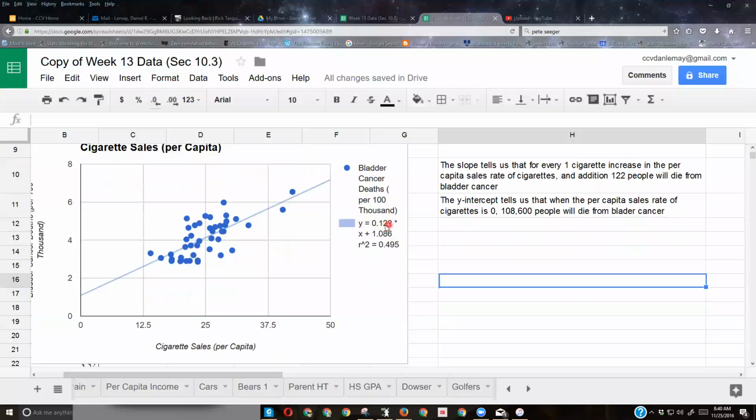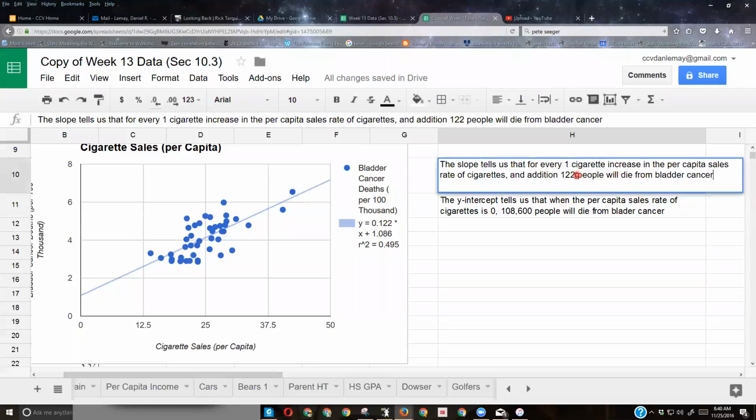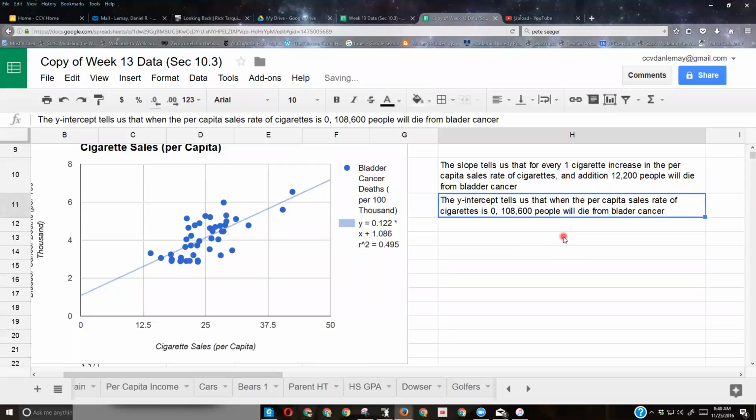And what I did is I just took this and multiplied it by 1,000. I'm realizing now I should have multiplied it by 100,000. So what is that going to be? That's going to be an additional, let's add 2 zeros to this. So an additional 12,200 people will die.